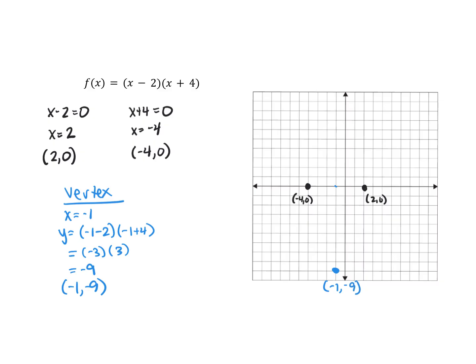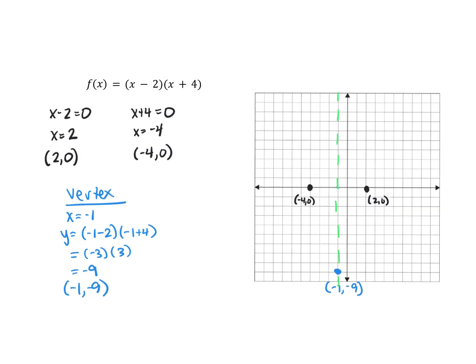And we can start to see the shape of this graph take place. Now, our vertical line that goes through the vertex, we call that our axis of symmetry. So let's go ahead and draw that in as well. We're going to do that in green here. A lot of times we'll use a dotted line for that. So we have a vertical line at x equals -1. And that line is going to split our graph in half, so that line is a line of symmetry.